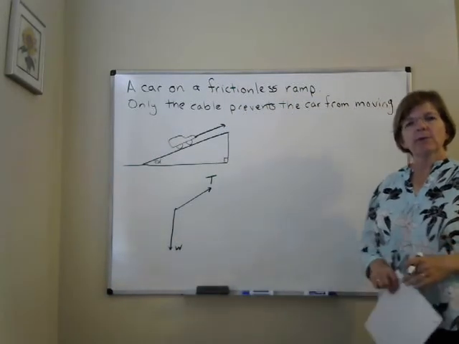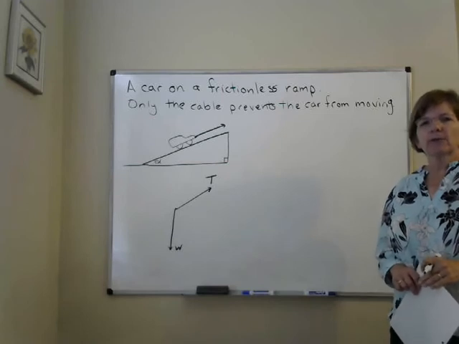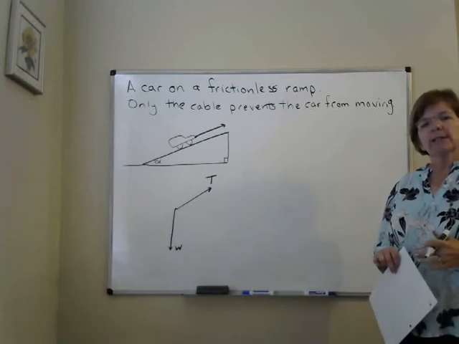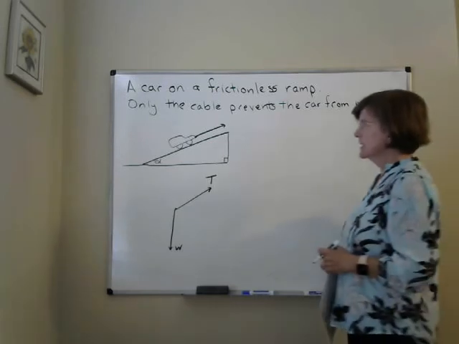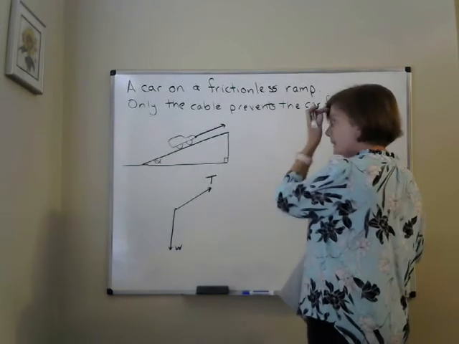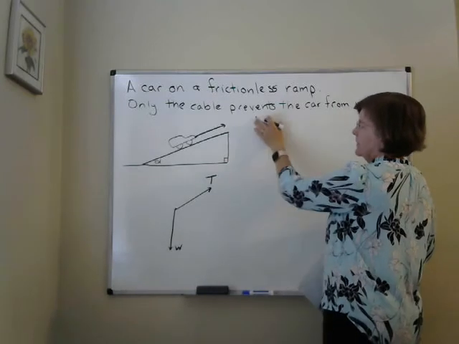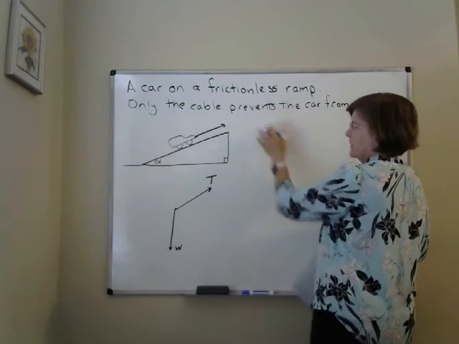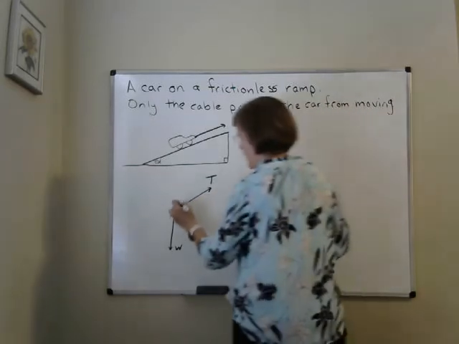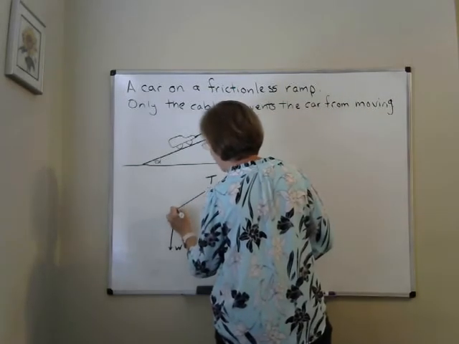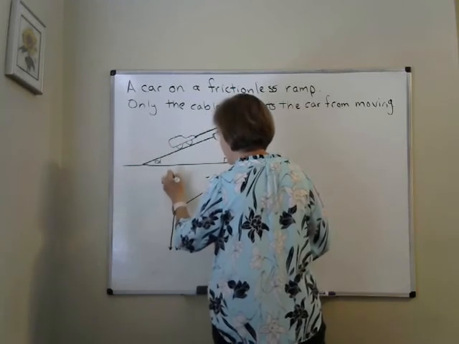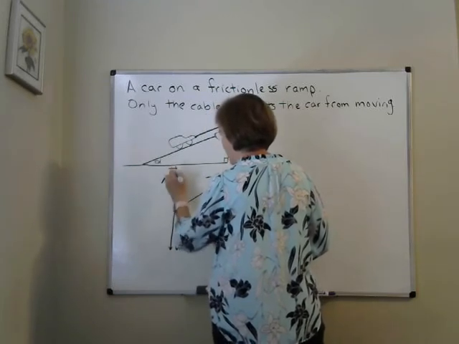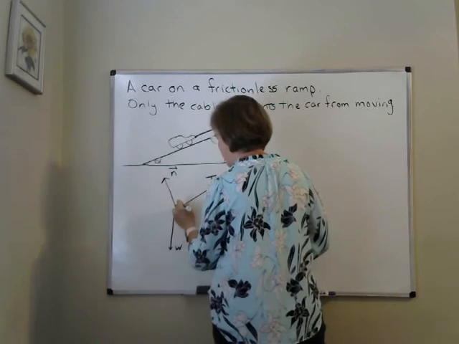Now you'll remember the word normal means perpendicular. The normal force is always exerted perpendicular to the surface. So in this case, remember this rope is parallel to the surface. That's very important, that the cable's parallel to the surface. And the normal force will be perpendicular to the surface. These make a right angle.